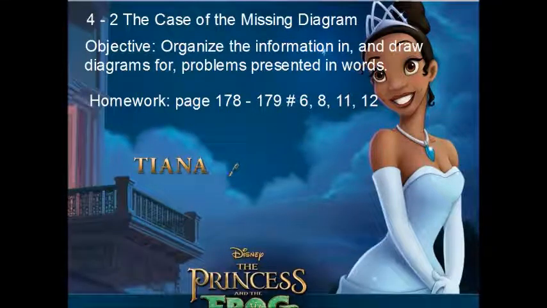Welcome to Section 4.2, the case of the missing diagram. The objective of this lesson is to organize information in and draw diagrams for problems presented in words.